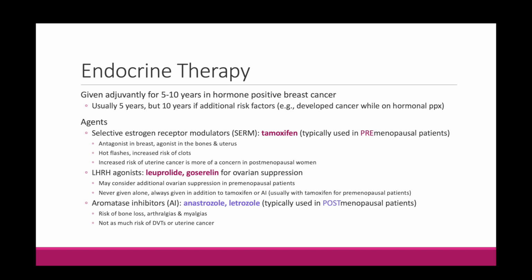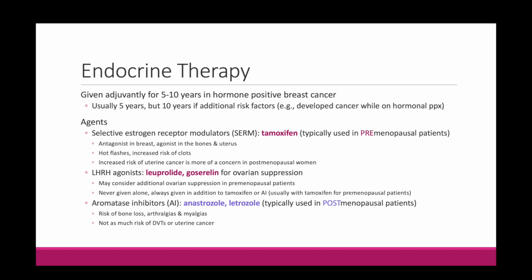So aromatase inhibitors are typically used in postmenopausal patients. You can't really give anastrozole to premenopausal patients because in premenopausal patients, the ovaries are active. So if you inhibit aromatase, the ovaries will just increase their production of hormone in response. So that is why aromatase inhibitors are used in postmenopausal patients.